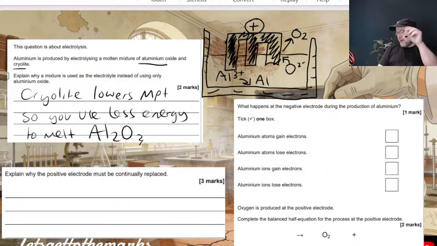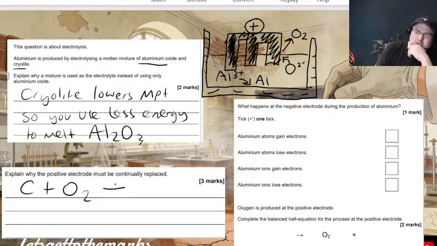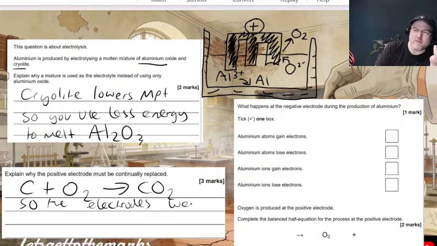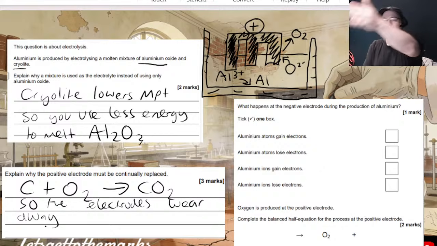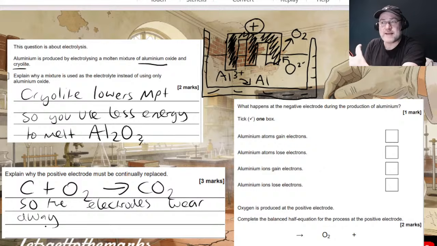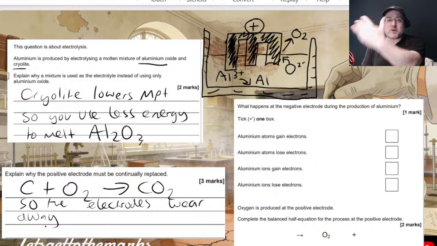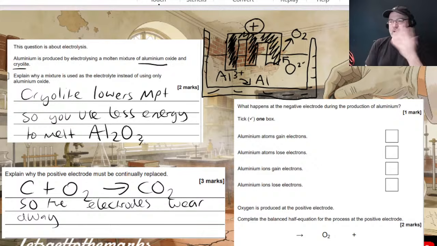Why do we need to replace the electrodes? As the anode is made of carbon, carbon plus oxygen makes carbon dioxide. So the electrodes wear away or erode. The electrodes are made of graphite or carbon atoms. Oxygen is produced at the positive electrode. It reacts to form carbon dioxide and wears away the electrodes.